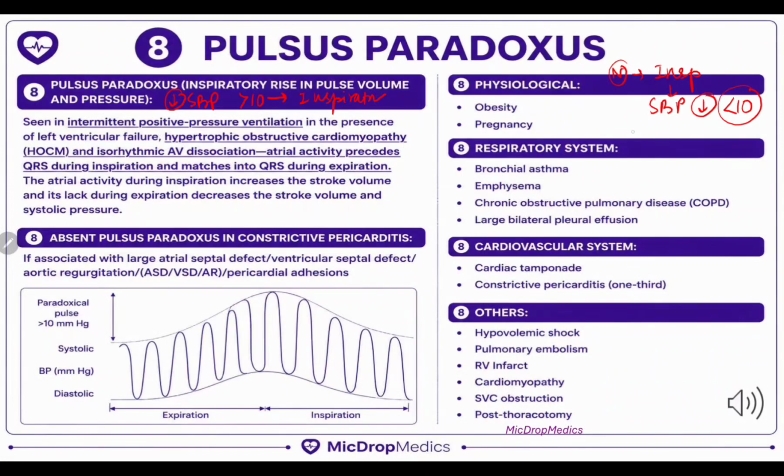This happens because inspiration drops intrathoracic pressure, pulling more blood into the right side of the heart, which causes the interventricular septum to bulge slightly into the left ventricle, which reduces its stroke volume. And that's your normal physiology. But in certain pathologies, this effect goes into overdrive. The paradox isn't that the pulse does something impossible. The paradox is that while you hear the heart beating normally through your stethoscope, the peripheral pulse at the wrist dramatically weakens or completely vanishes during inspiration.